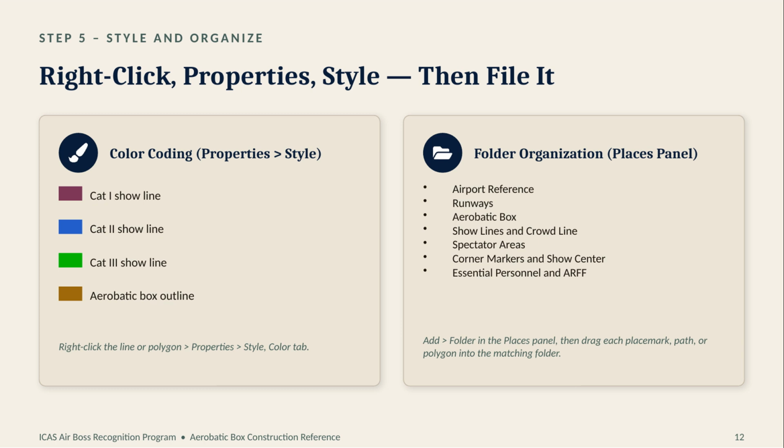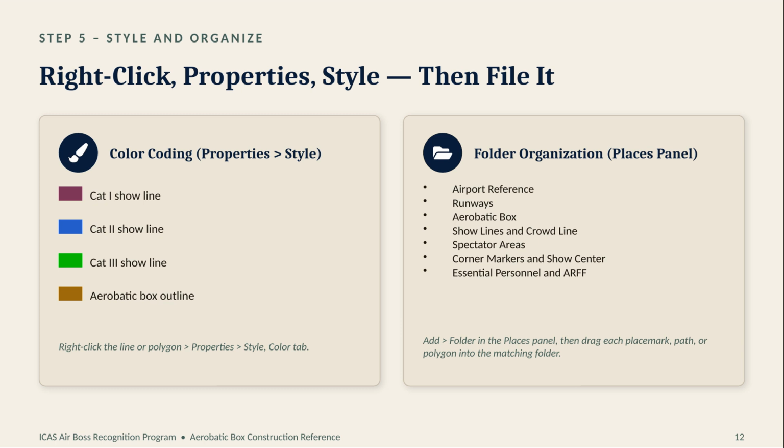Use Add then Folder to create a structure, and the recommended set is Airport Reference, Runways, Aerobatic Box, Show Lines and Crowd Line, Spectator Areas, Corner Markers and Show Center, and Essential Personnel and ARF. Once the folders exist, drag each Placemark, Path, and Polygon into the folder it belongs in.